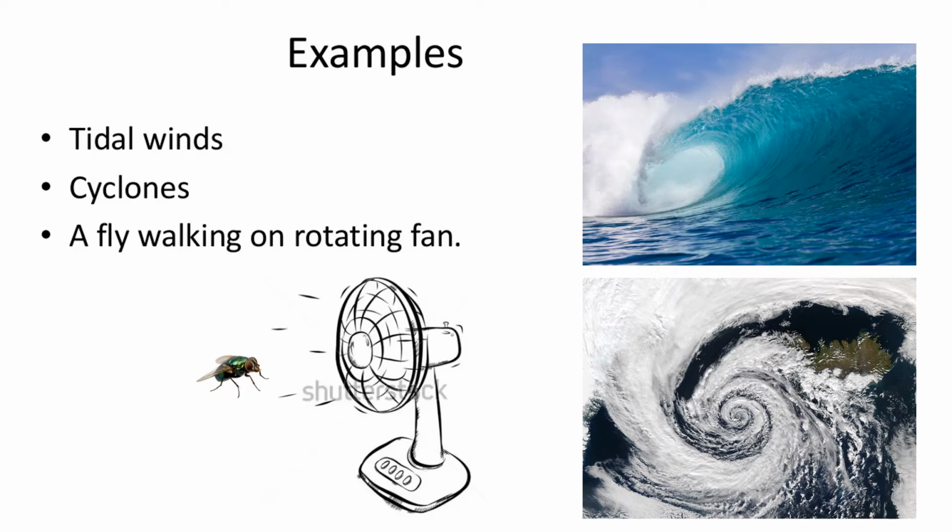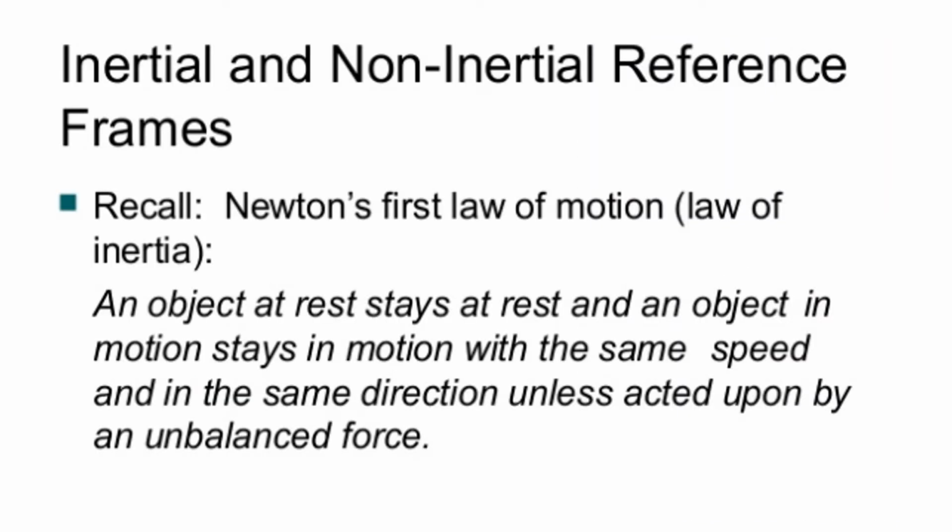Now further we will discuss, starting with the inertial and non-inertial frame of reference. First of all, recall the first law of motion, that is the law of inertia. We have discussed earlier that the first law of motion of Newton is also called the law of inertia, and I told you that inertia is the quantitative measure of mass. So an object at rest stays at rest, and an object in motion stays in motion with the same speed and in the same direction unless acted upon by an unbalanced force.